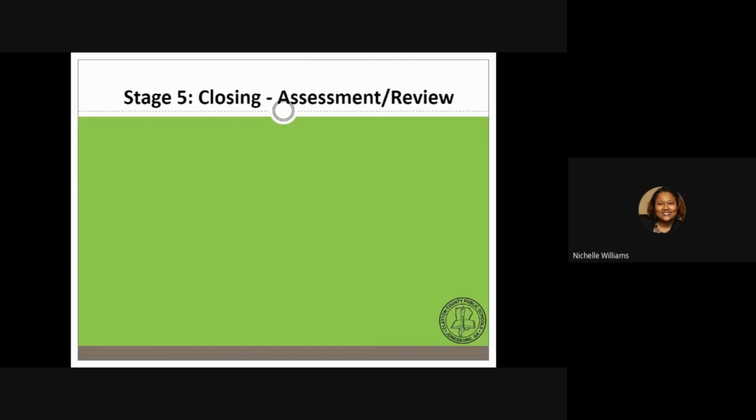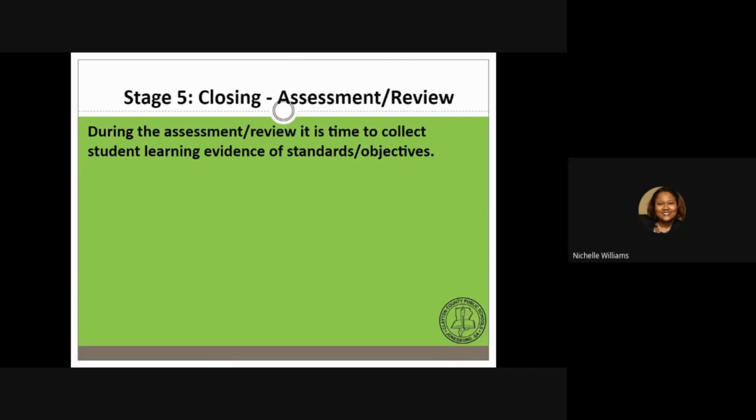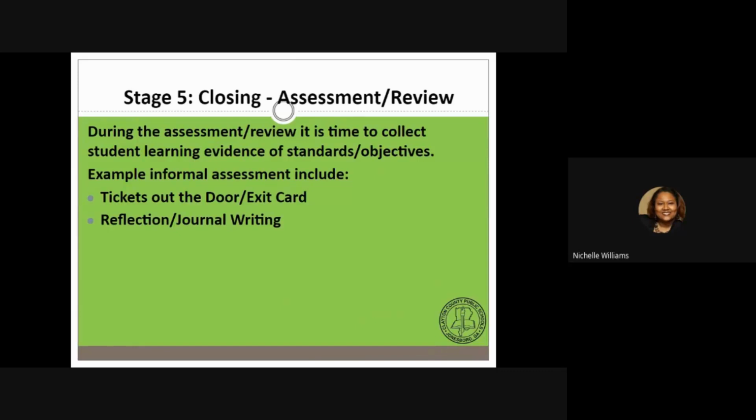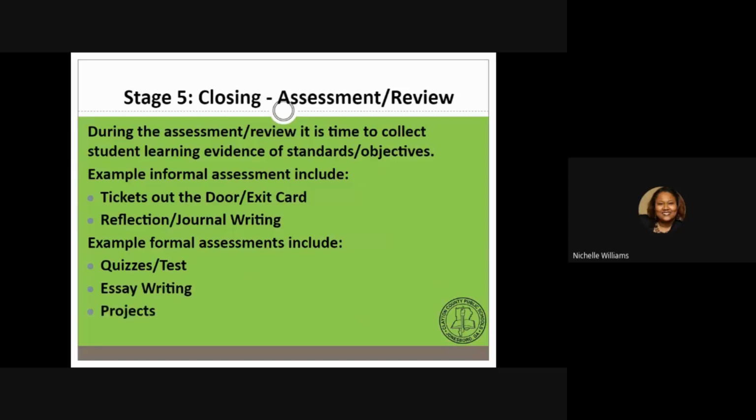And then at the end, you want to make sure you close the lesson. Even if you haven't finished everything for the day, you want to do some type of assessment or review because you want to see, have the students begun to meet the learning target. For informal assessment, you could do something as simple as a ticket out of the door or an exit ticket or exit card. You can have them write in a journal. And then with formal assessments, of course, that will be a quiz or a test. You may have them write, or it could be a project where they produce some type of product or performance task.